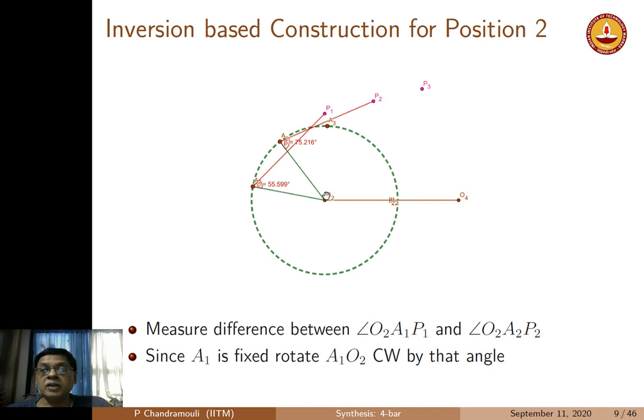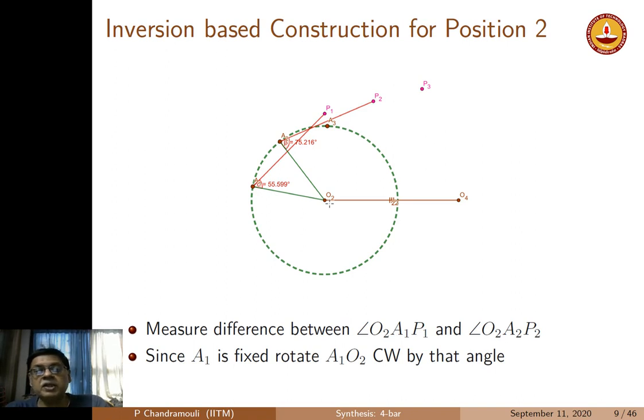Now I ask the question, what happens to O2 when the crank is essentially in this position? Obviously the crank moves from here to here, so what happens to the O2? Since A1 is fixed, in order to be able to locate the new position of O2, so this is O2 1, if you want to call that, where the coupler has been frozen at this position 1. Now I want to find O2 2, which is the new position within the inversion with the coupler fixed at A1 P1.